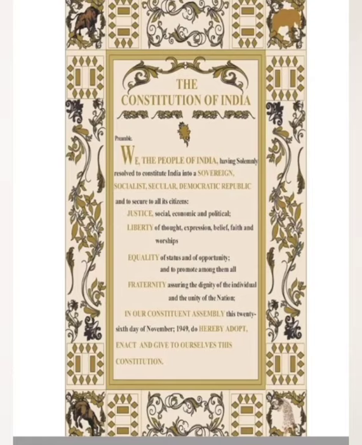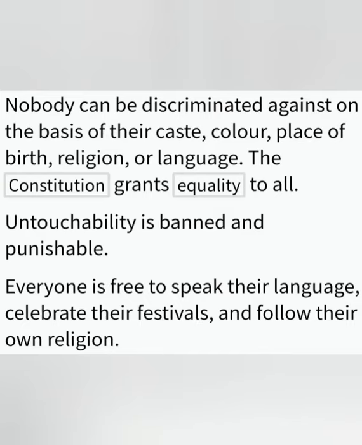Now let's discuss what rules are laid down by our Constitution to ensure that everyone is treated equally. Children, nobody can be discriminated against on the basis of their caste, color, place of birth, religion, or language. The Constitution grants equality to all. Untouchability is banned and punishable. Everyone is free to speak their language, celebrate their festivals, and follow their own religion.